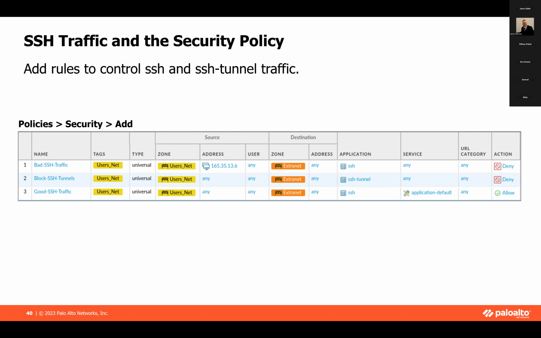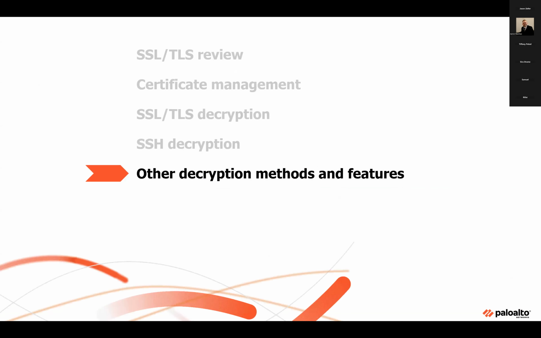In this case, bad SSH traffic would be a source address of the 165.35 that it's showing here. However, we block anything that matches an application of an SSH tunnel. Most of the time, you should not have SSH tunnels running on your network, right? Unless you're doing something specifically for that. If you do, it's a good indicator that you're probably compromised in some case, unless you have a very specific application use.